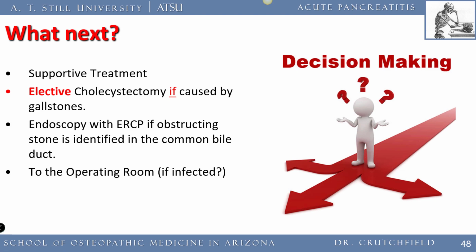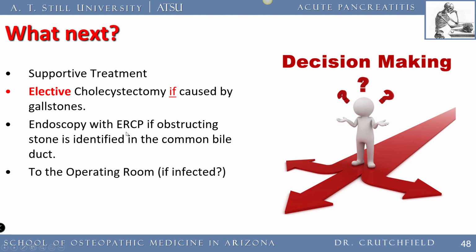So what next? Supportive treatment. Take out the gallbladder if it's causing the pancreatitis secondary to gallstones. When do we do this? Well, this is always a subject of argument. When I was in practice, I waited for the amylase and lipase to normalize. I waited for the liver function enzymes to come back down to normal, which usually took 2 or 3 days, and then I took them to the operating room and proceeded to do a laparoscopic cholecystectomy.